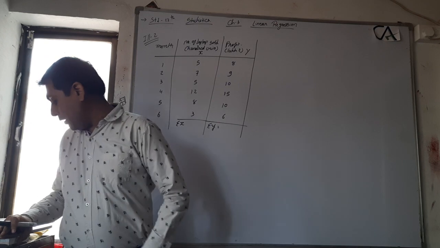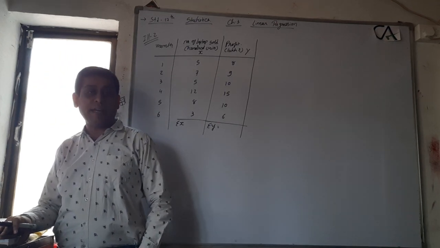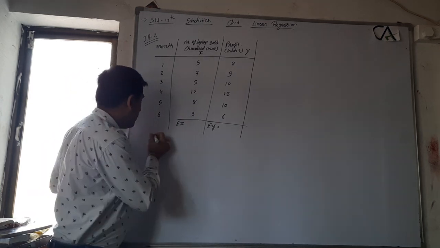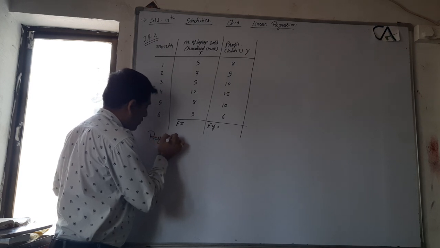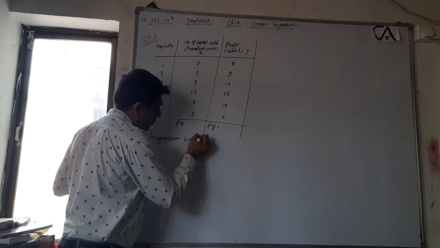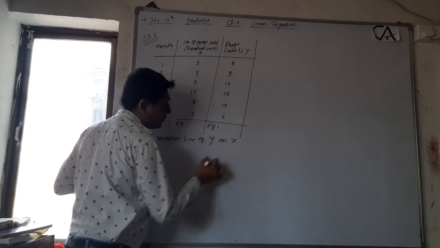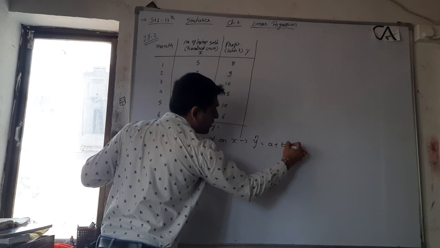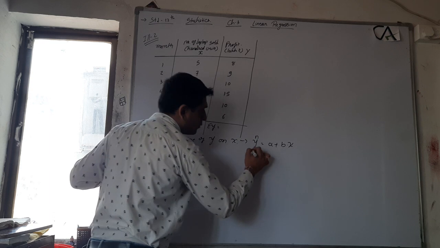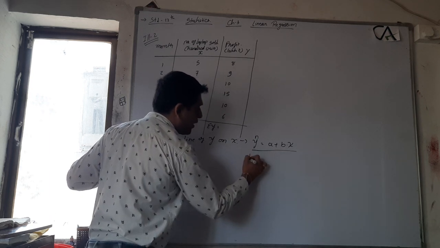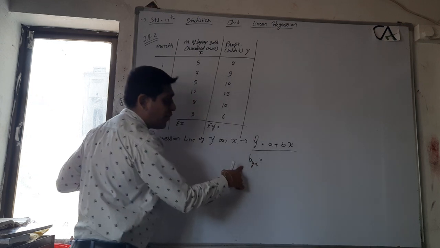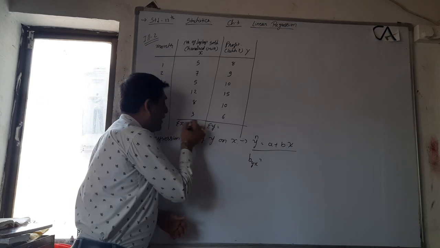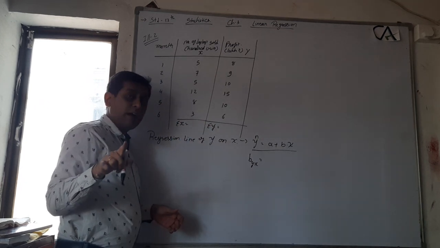Now read the question again. Obtain the regression line of y on x. Here they specifically ask for the regression line of y on x. So y cap is equal to a plus bx is the formula, and for that we have to find byx. But for byx, which formula do we have to use? That we find out from sigma x and sigma y, and from that x bar and y bar.